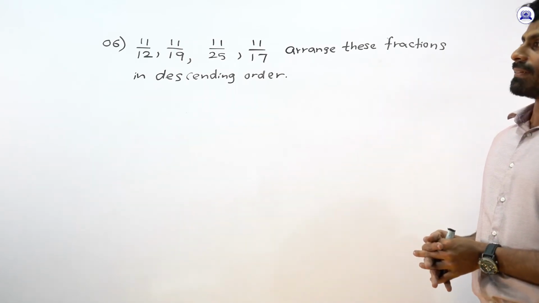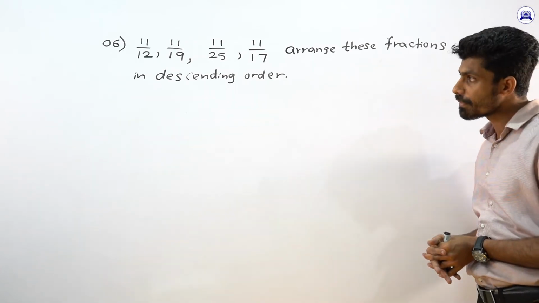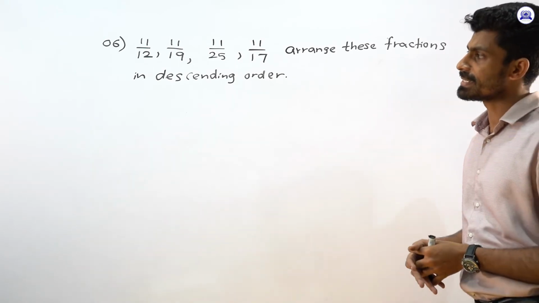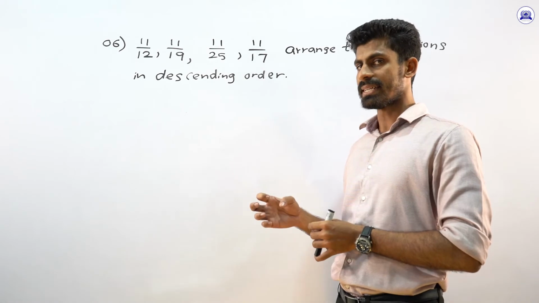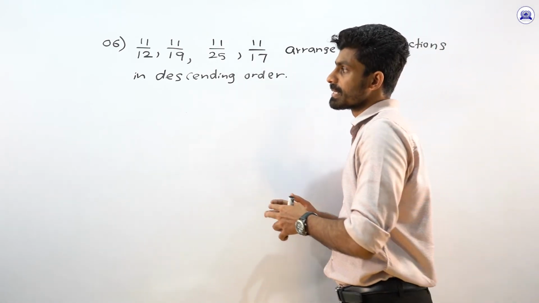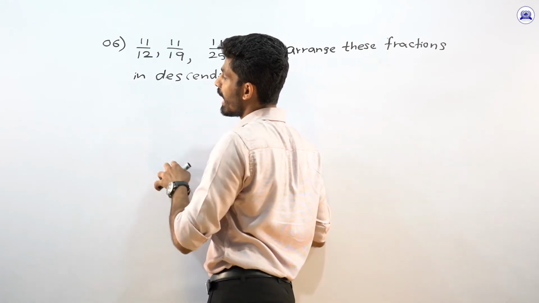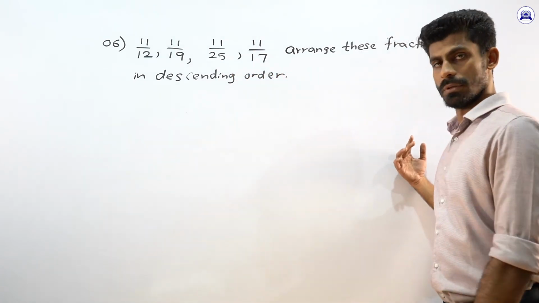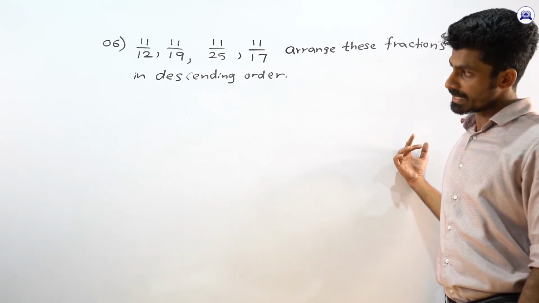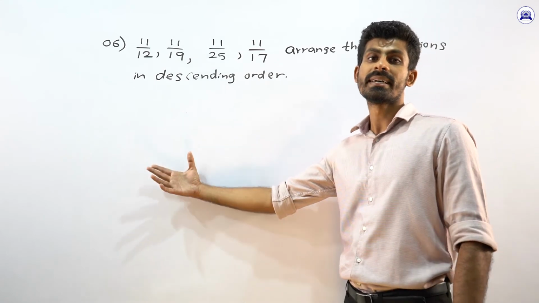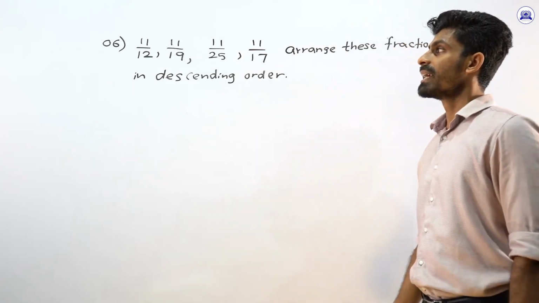11/12, 11/19, 11/25, 11/17. Arrange these fractions in descending order. Descending order means you need to write down the largest value first, from highest to lowest. That is the meaning of descending. Ascending means smallest to largest. Descending means largest to smallest.